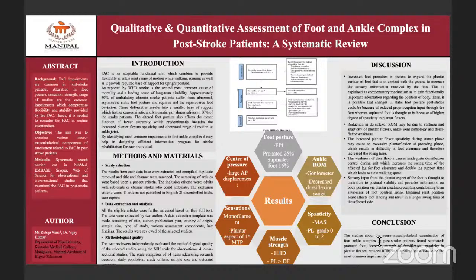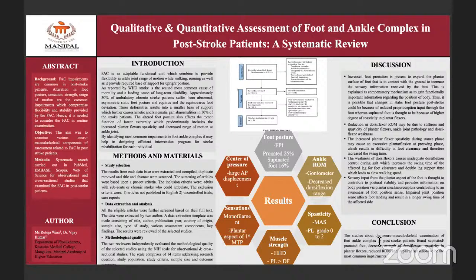Hence, it is needed to consider the foot-ankle complex in the routine examination of post-stroke patients. Thus, this paper aims to systematically review various neuromuscular assessment components in the foot, which enhance lower extremity recovery and functional outcomes in post-stroke patients. Methods: the population and intervention components of PICO were used during the search strategy, and a systematic search was carried out in PubMed, Web of Science, and Scopus until May 2021.